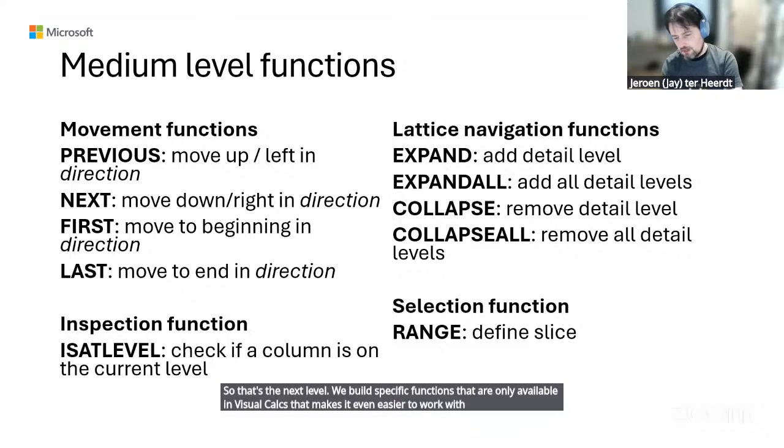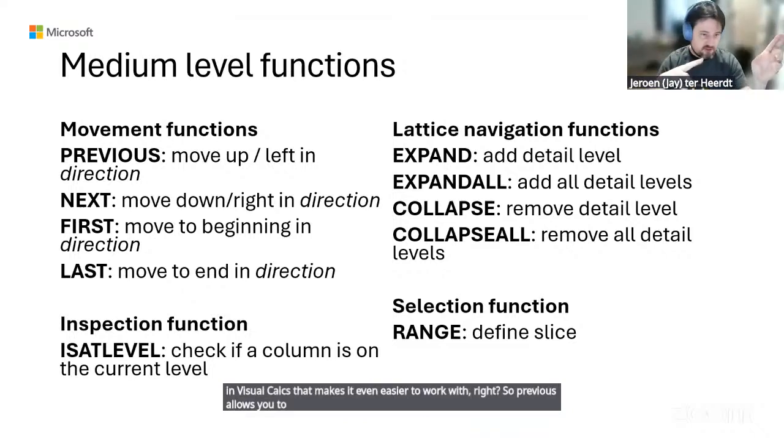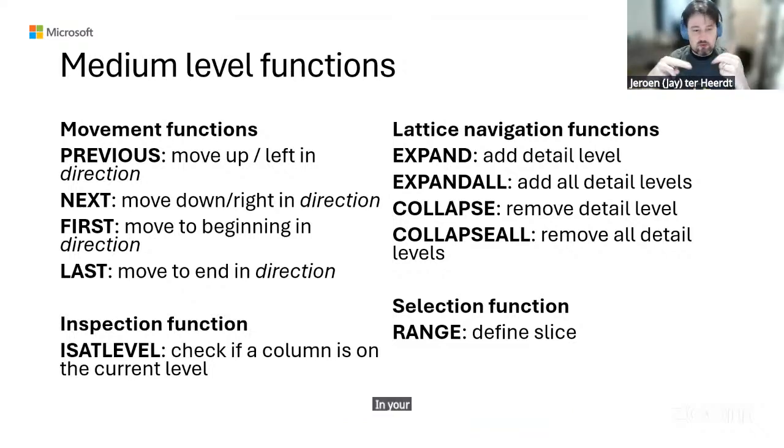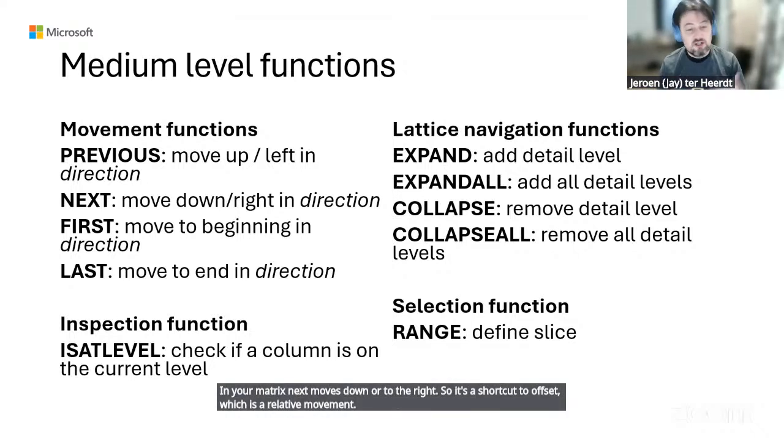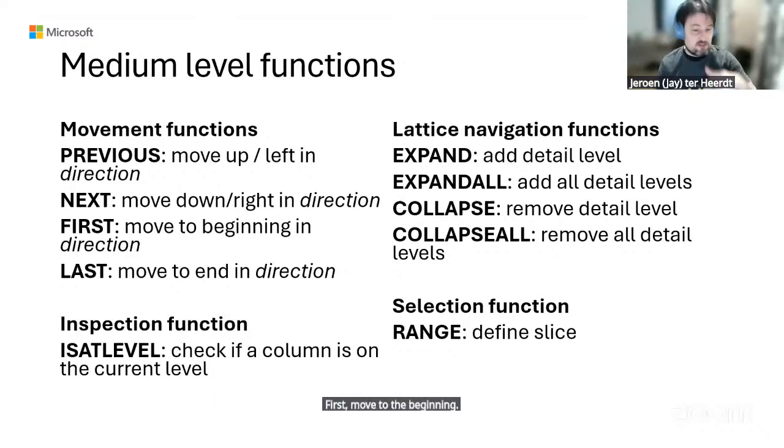So previous allows you to move up or left in your matrix. Next moves down or to the right. So it's a shortcut to offset, which is a relative movement. First moves to the beginning or to the end. So that's an absolute movement.